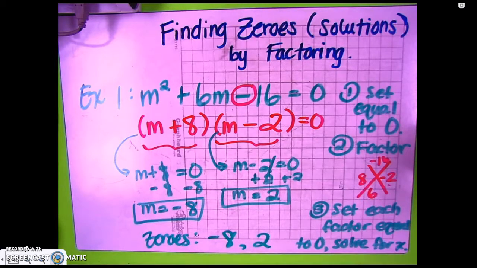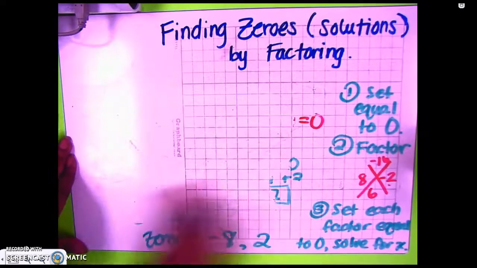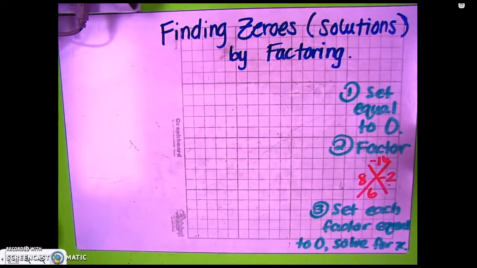Let's try another example. Basically the only difference here from factoring is that at the end, you take your factors and set them equal to 0 and solve for the variable. And that's it. You solve the equation.